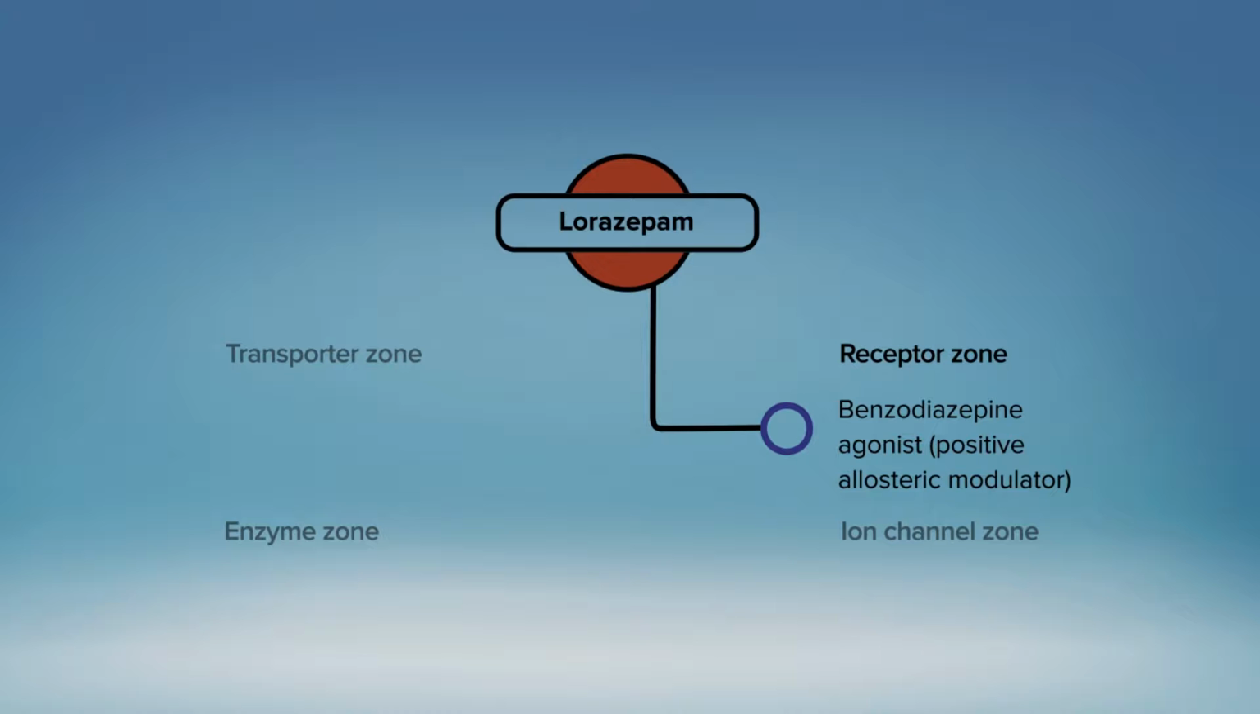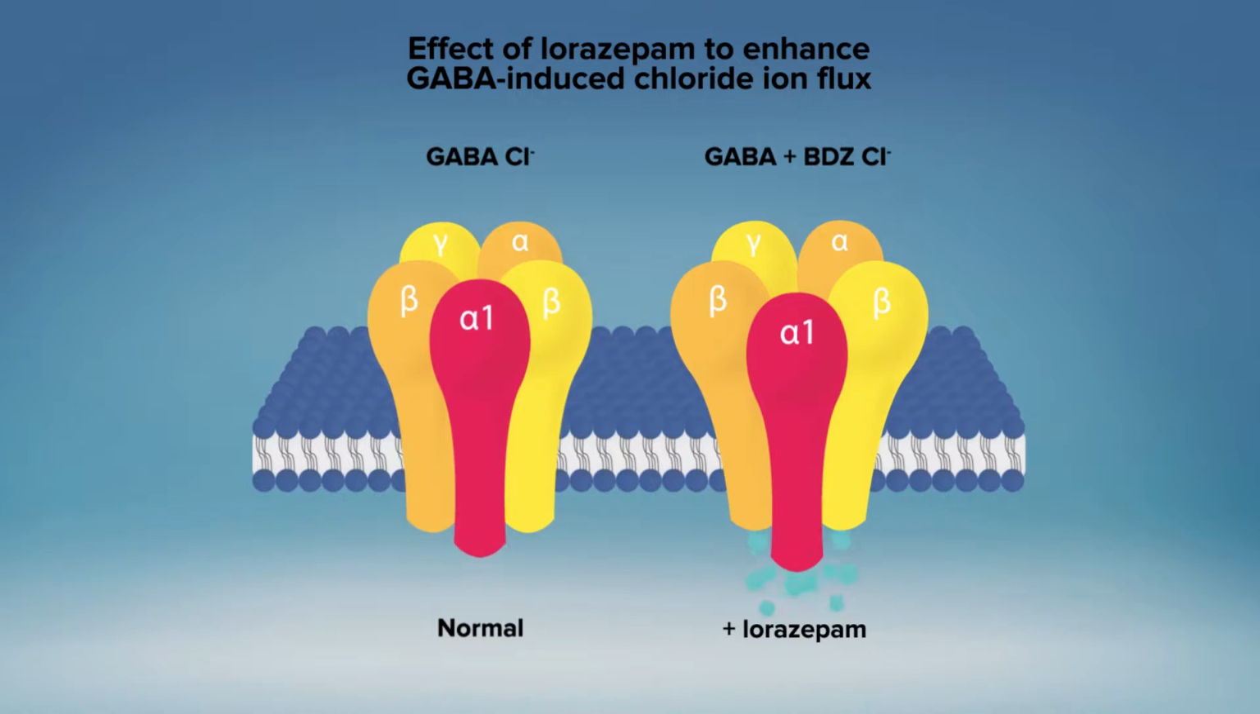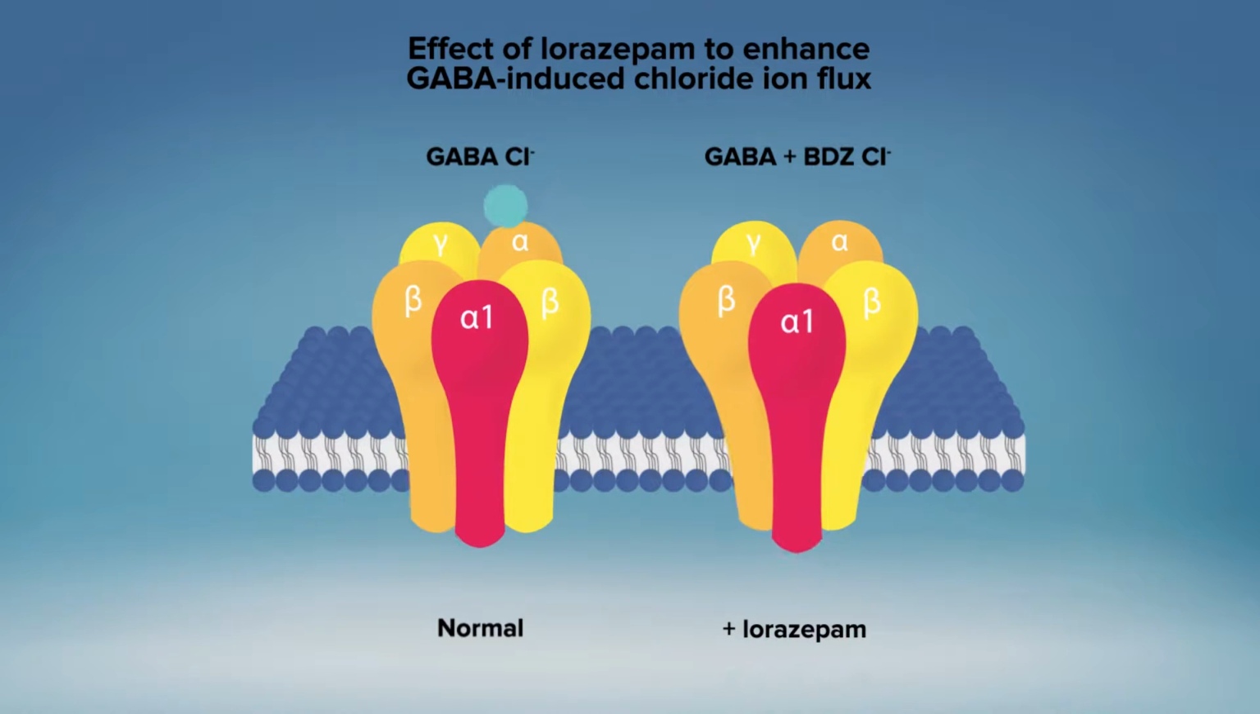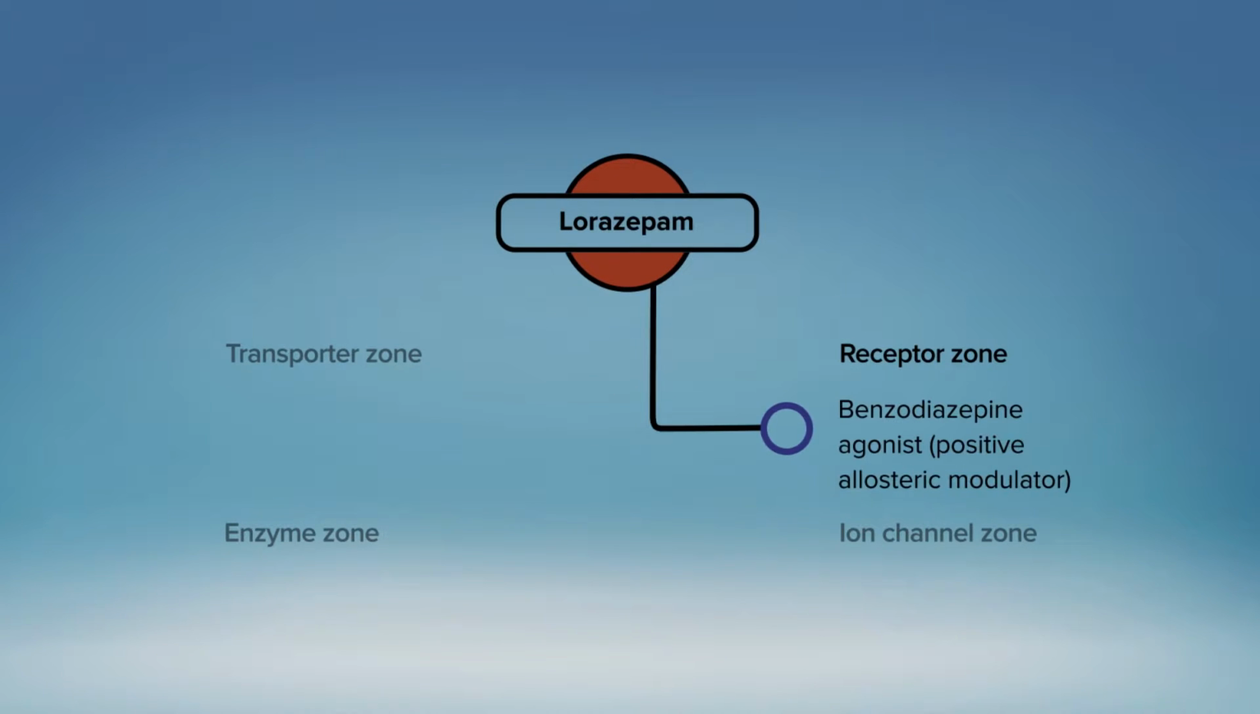Lorazepam acts as an agonist at the benzodiazepine receptor. This is indicated by the unfilled dark blue circle. This receptor is part of a large protein complex. It is the GABA-A receptor. And agonism at the benzodiazepine receptor indirectly or allosterically modulates in a positive manner, i.e. it enhances the actions of the endogenous neurotransmitter GABA. Lorazepam and all other benzodiazepine anxiolytics are therefore GABA-A positive allosteric modulators, or PAMs.